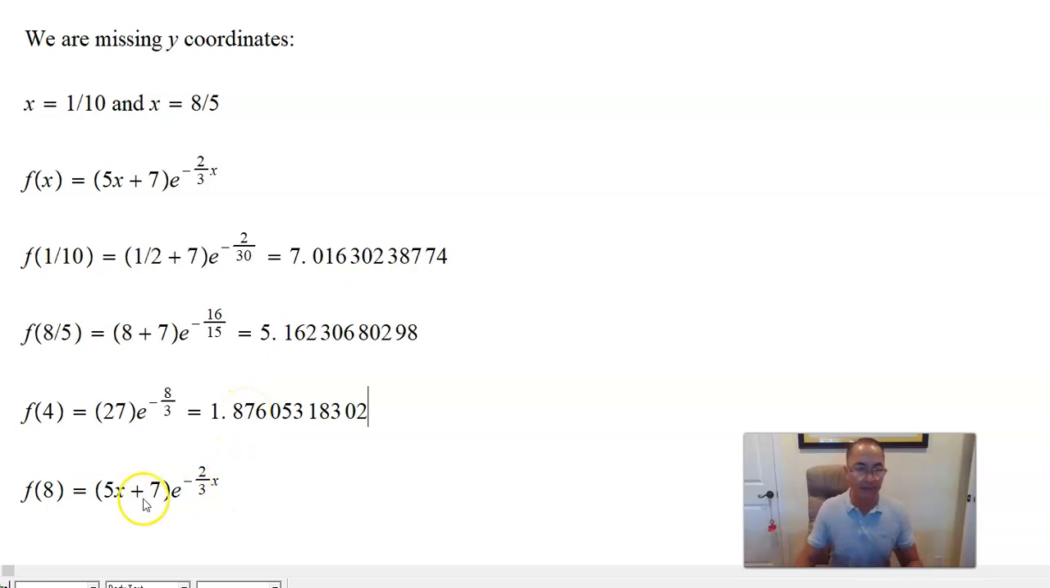Still concave up. Okay, 8. So we get 47. And then e to the minus 32/3. 8 times, oh, I'm sorry, 8 times 2 is 16. I double dipped. All right, yes, minus 16 over 3. Okay, what is that? It's about 0.22. Ooh, it got smaller, a lot smaller.